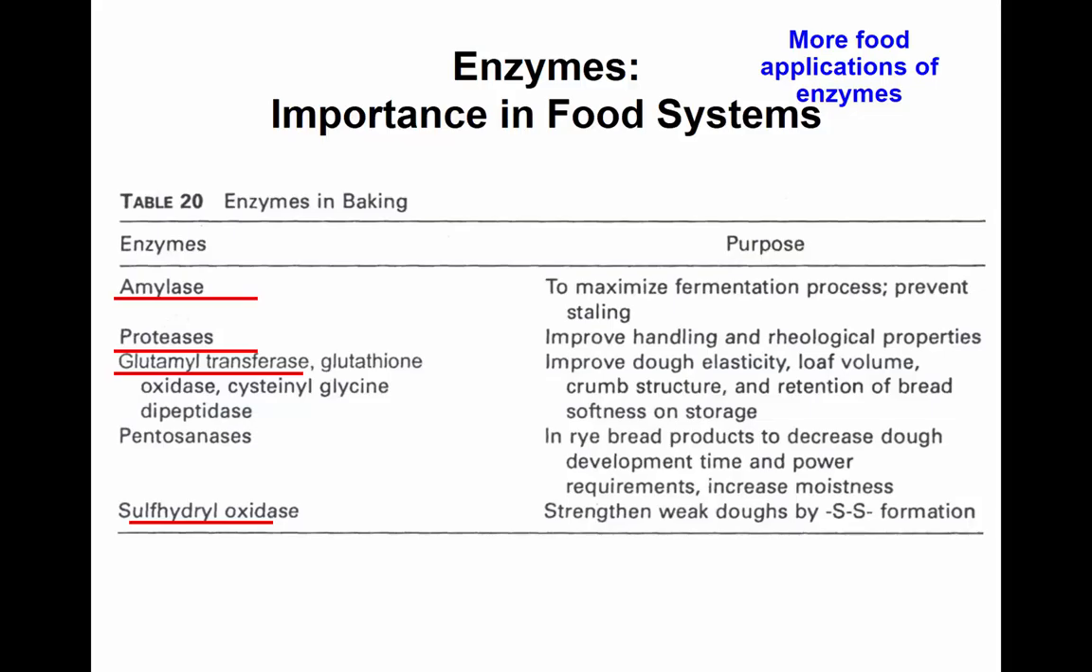Okay. So looking at enzymes in baking, here's a table that summarizes the use of different enzymes for baking. Amylases, some are endogenous amylases in the flour itself that can help in fermentation of the dough, because amylases chop the starch and provide more sugar for the yeast. So it enhances fermentation.